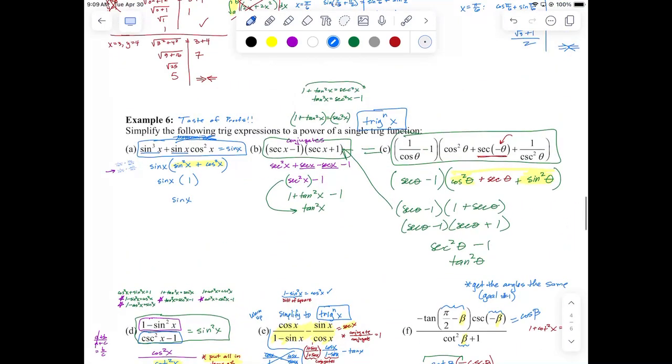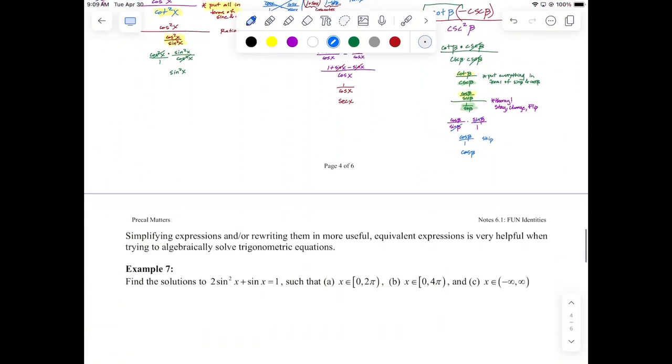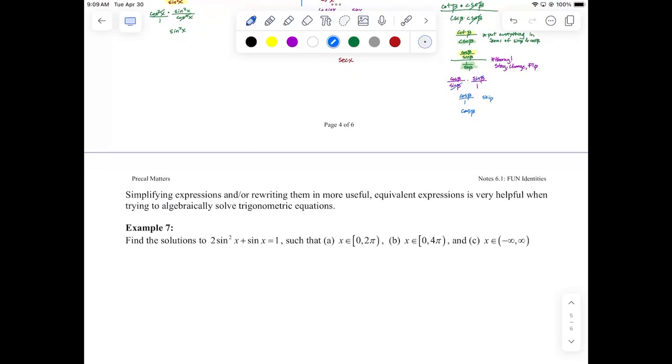Okay. Any questions on simplifying? Kind of fun, right? You're learning new skills. All right. The next thing that we need to be able to do is to solve. We're going to learn how to solve trigonometric equations.